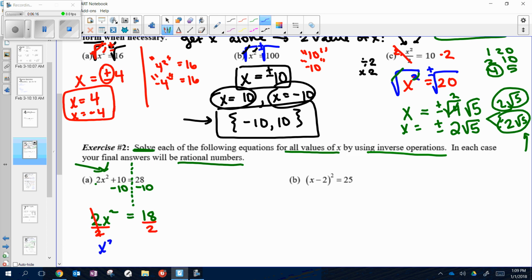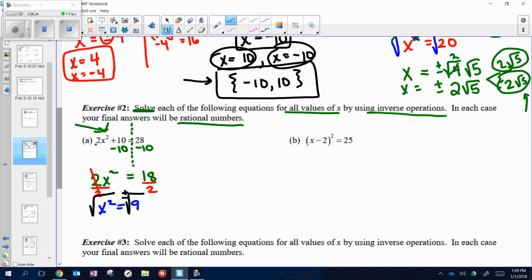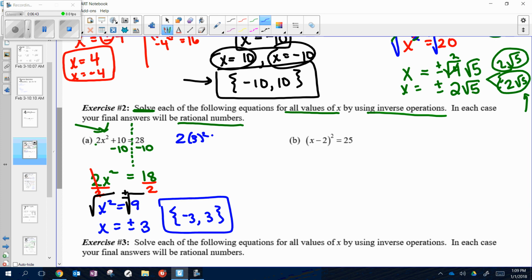Now I have x squared equals 9. And finally, I take a square root. And when I take a square root, sing it, everyone. You put a plus or minus. All right, so I end up with x equals plus or minus 3. A nice rational number. So negative 3 or positive 3. Two answers. And you could check these by putting them back into the original. 2 times 3 squared plus 10 should give me a 28.